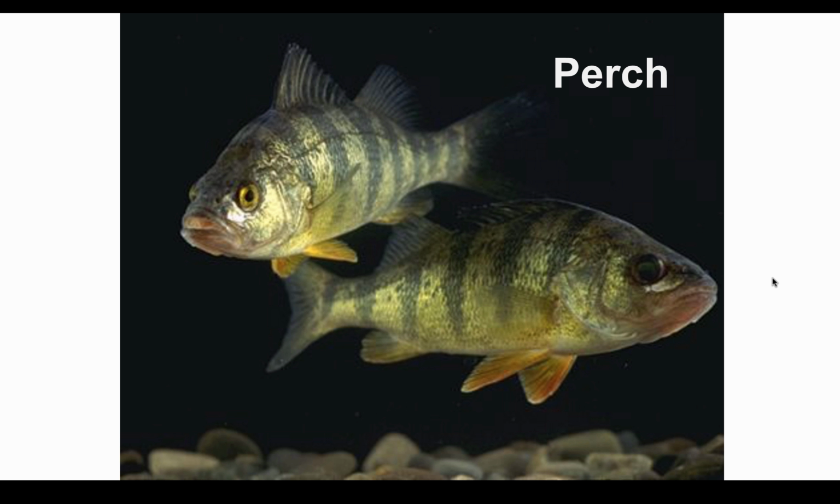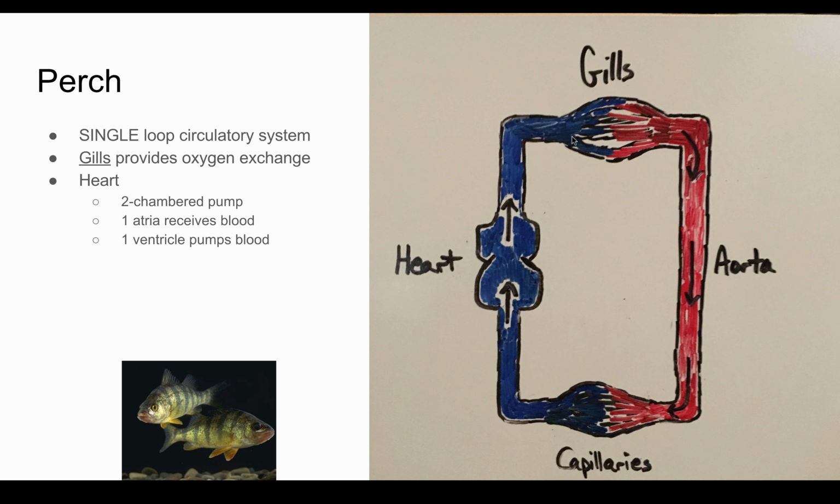Now, the perch is a fish. It's a single circulatory system, like the earthworm. It is a closed-loop system, but like the crayfish, gills provide the oxygen exchange. So the aortic system and the large arteries take blood to the capillary system where oxygen exchange and nutrient exchange happens. Now, the perch heart is a 2-chambered pump. So there's a receiving chamber, the atria, and a pumping chamber, the ventricle.